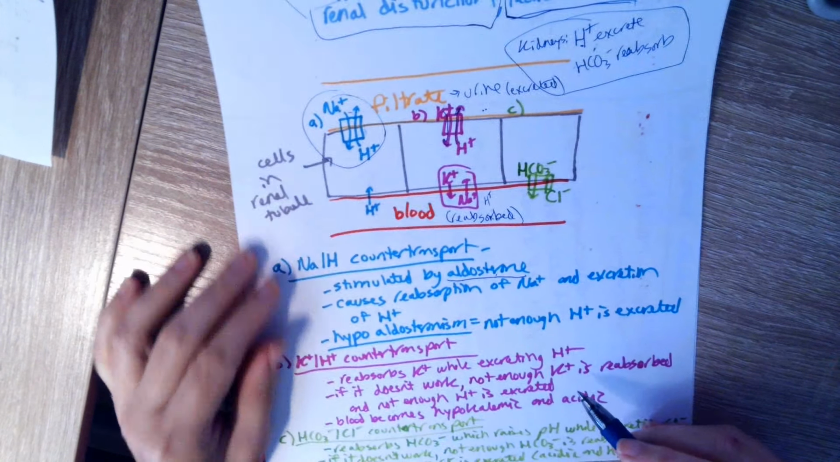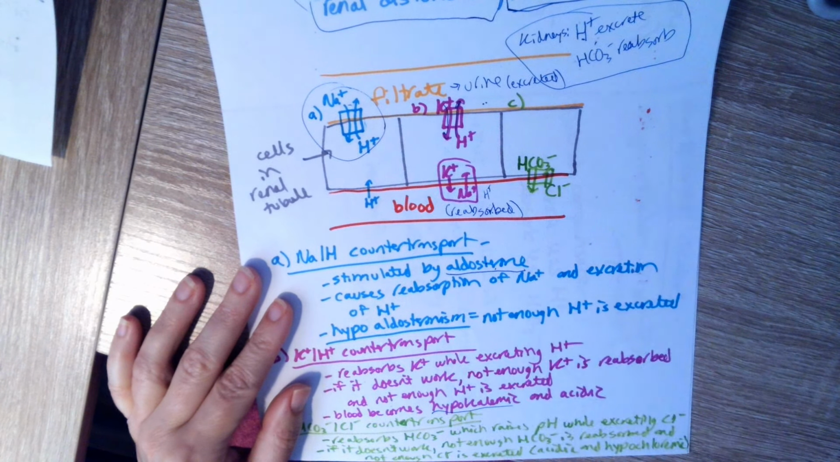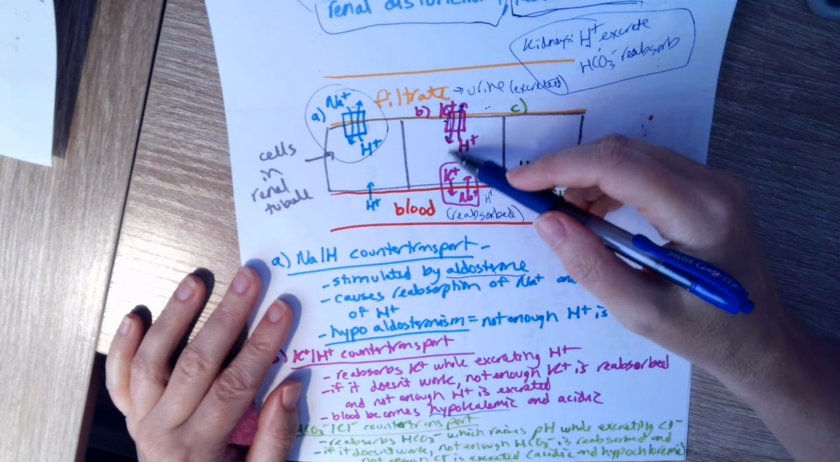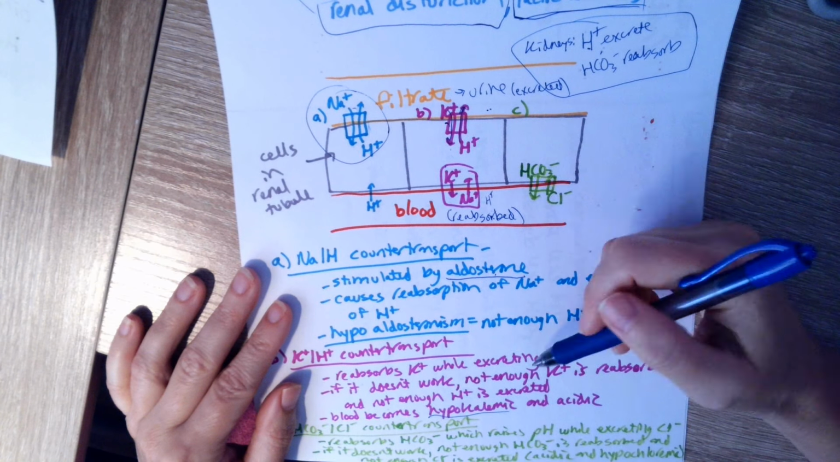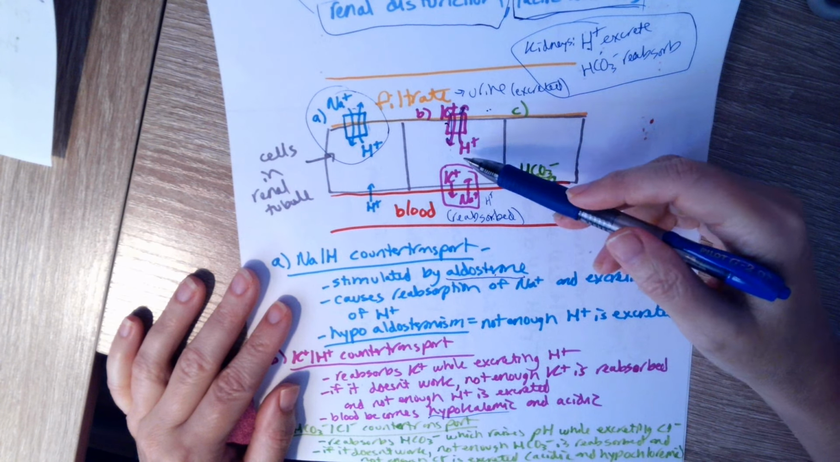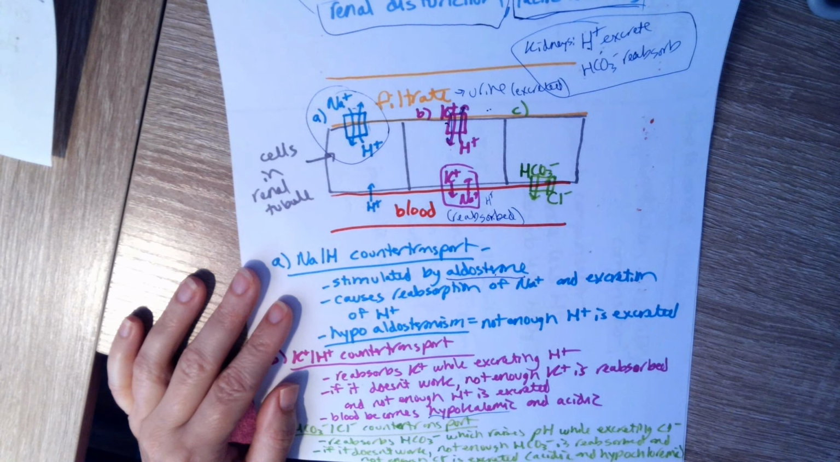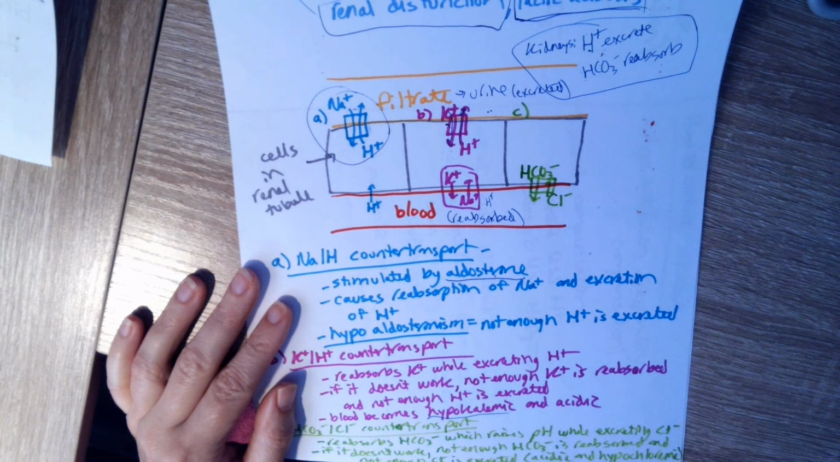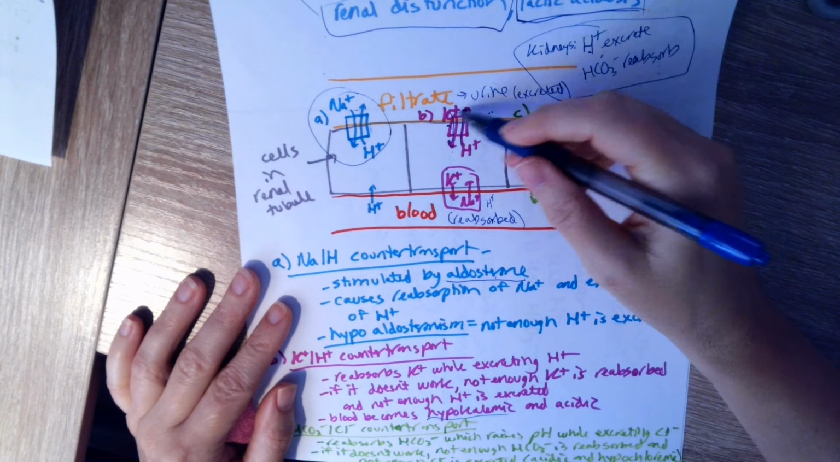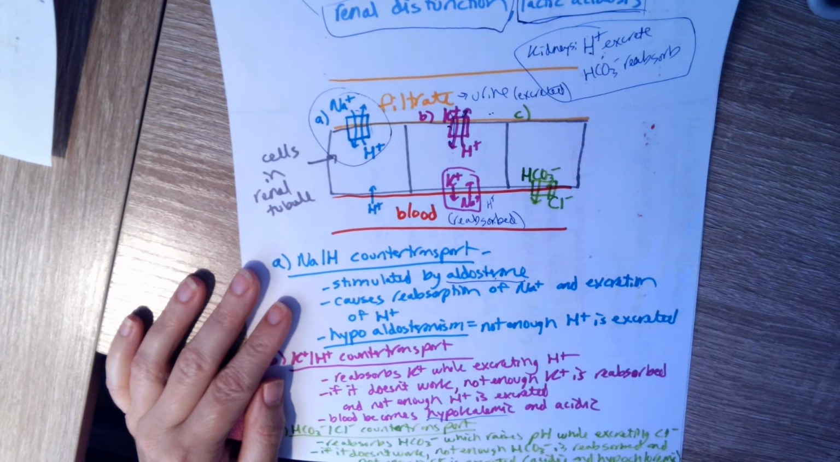Now, you also become hypokalemic because you're not reabsorbing your potassium. So we know from the last lecture that when you're hypokalemic, your cells become underexcitable. So you're all acidic and you're underexcitable, and none of that is very good. This just happens with a malfunction of this carrier.